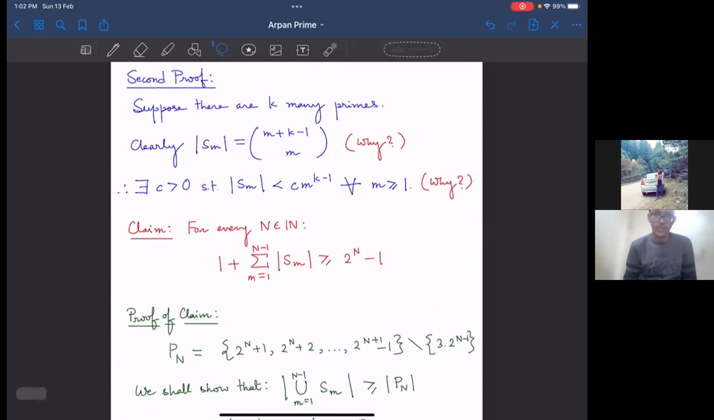So now we proceed to the proof. The second proof, as I call it, this is Arpan's first proof in his paper. So anyway, we will look at this. This is a very, very beautiful proof using just pure combinatorial arguments.